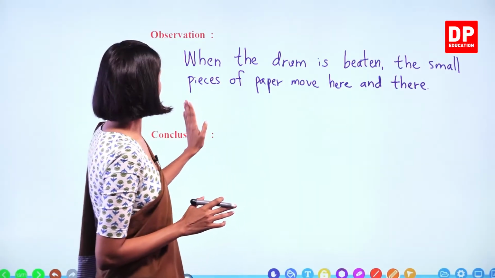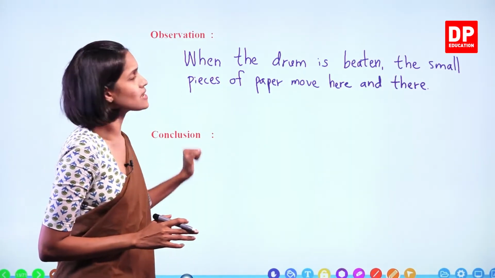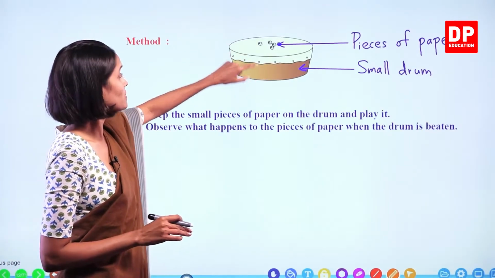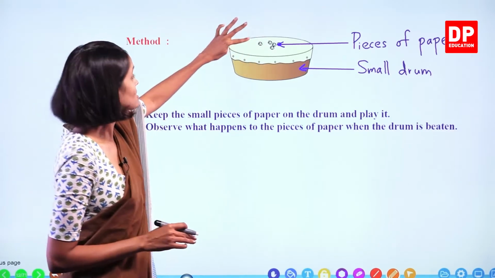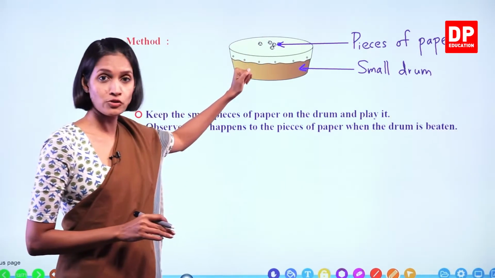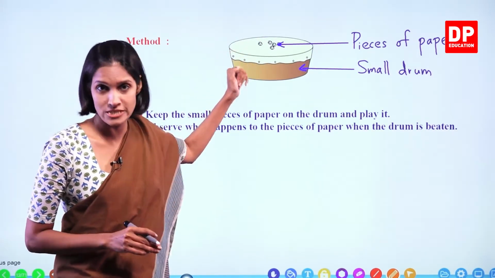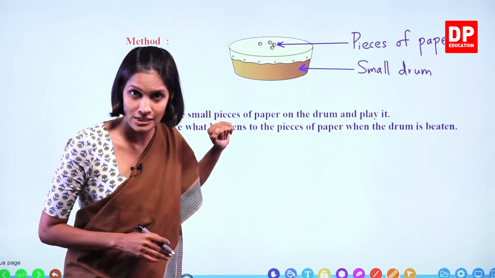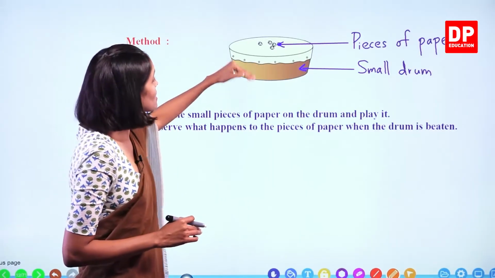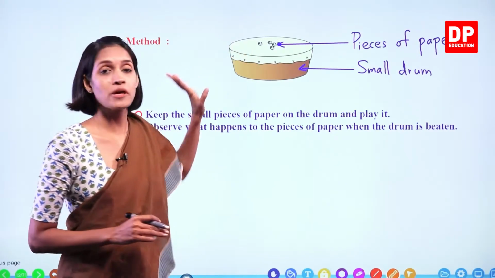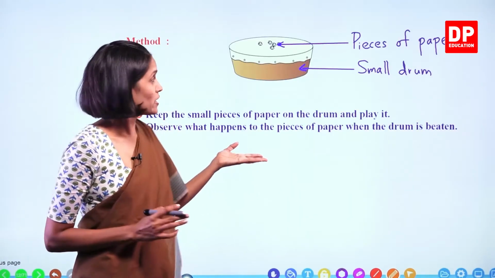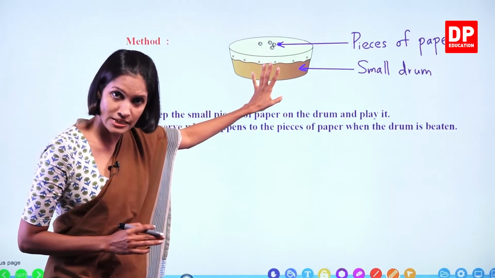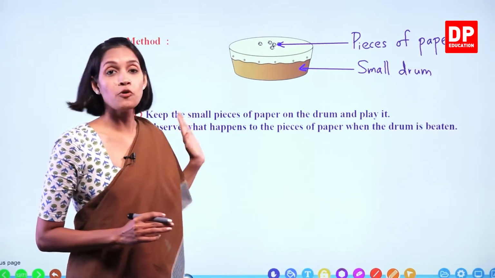Understand, children? So, what is the conclusion? Why does this happen, children? Actually, what happens is when you beat the drum, the skin of the drum moves up and down or back and forth continuously. Right, at high speed, it moves up and down continuously. Okay, children? So, because of this movement, pieces of paper also move. Because of the continuous movement of the drum skin, pieces of paper also move.